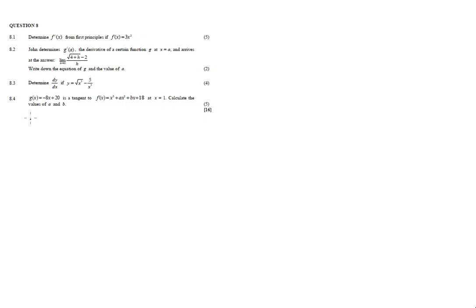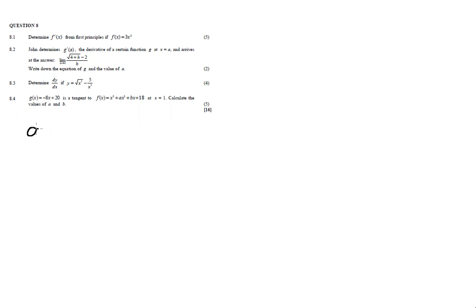Question 8.4, it says g of x is equal to minus 8x plus 20 is a tangent to f of x, which is some cubic function at x is equal to 1. So what we could do first is find the actual coordinates of the point of tangency. So we can sub in 1 in the g of x equation and get the y value.